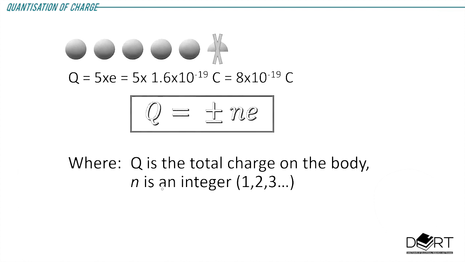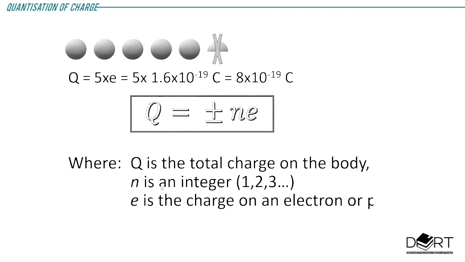And so, we write Q = ±nE, where Q is the total charge on the body, n is an integer like 1, 2, 3, etc., and e is the charge on an electron or proton. That proton got covered with my video. So that's a proton. And that is what would happen if you were taking away electrons from the body.